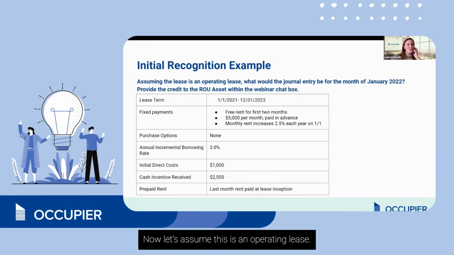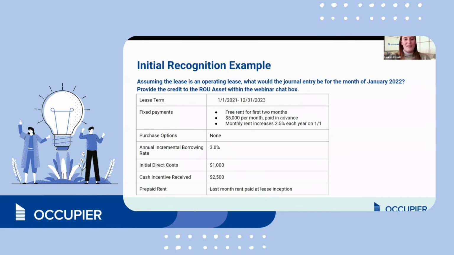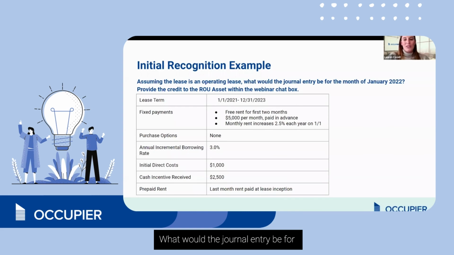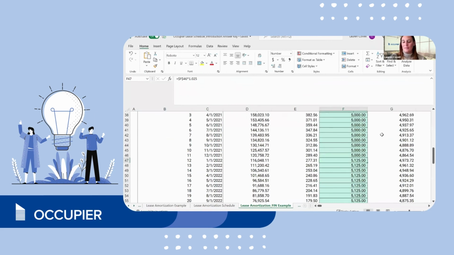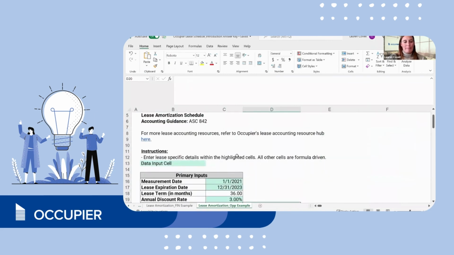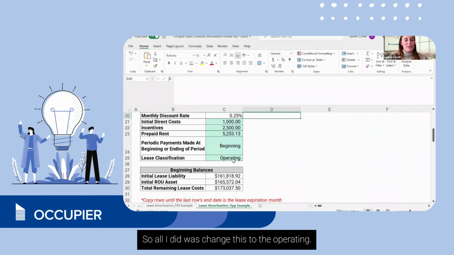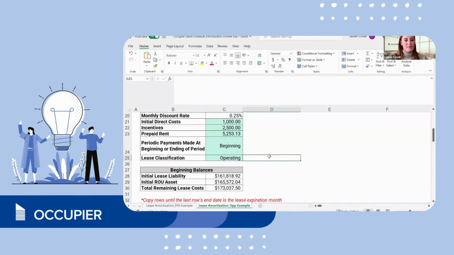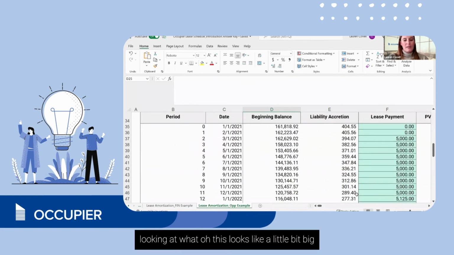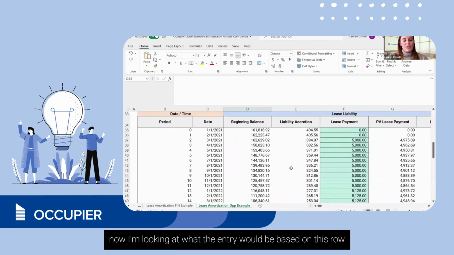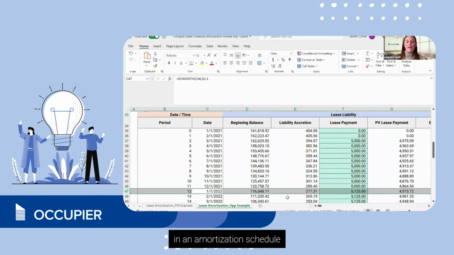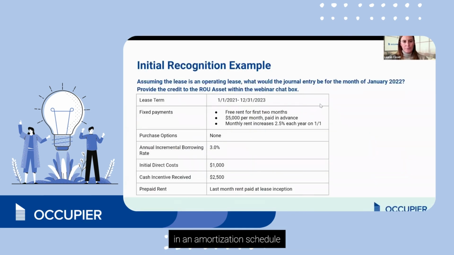Okay, now let's assume this is an operating lease. What would the journal entry be for January of 2022? So all I did was change this to be operating. Now I'm looking at what the entry would be based on this row in the amortization schedule.